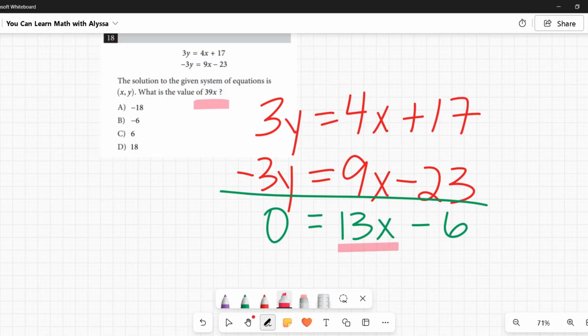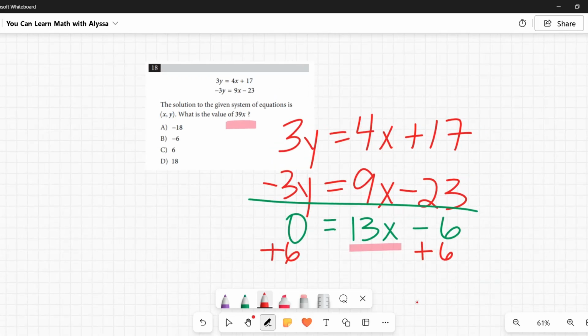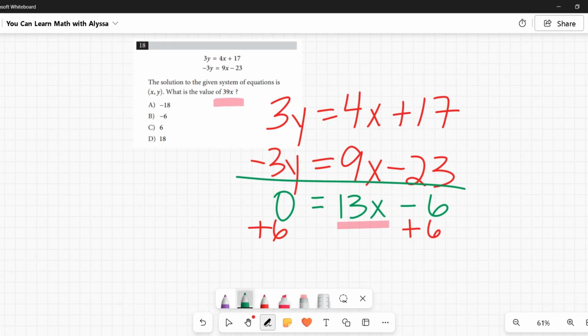39x is 13x times 3. So if I quickly solve for 13x by adding 6 to both sides, I get that 13x is equal to 6. So now to find out what 39x is, I don't have to solve for x and then multiply by 39. I would get 6/13 and then have to multiply by 39. I don't have to do that.